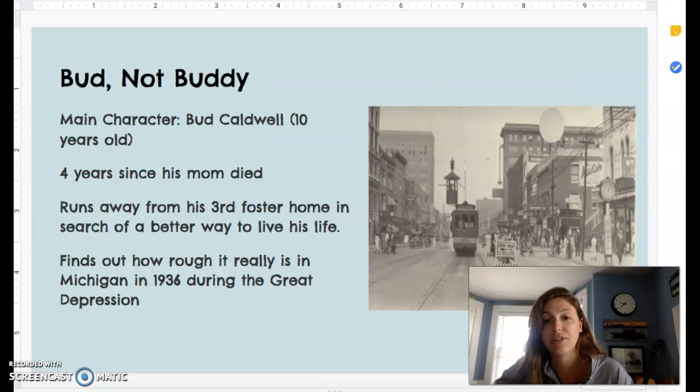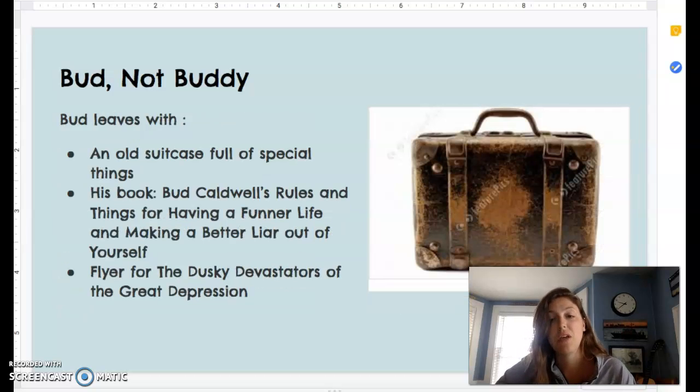Your main character in your story is named Bud Caldwell, and he's 10 years old. Your story starts 4 years since his mom had died, and he runs away from his third foster home in search of a better way to live his life. So he's going to really find out as he's traveling just how rough it really is in Michigan in 1936 during the Great Depression.